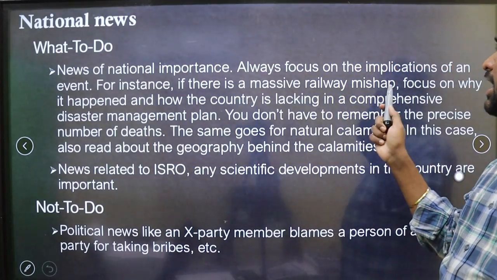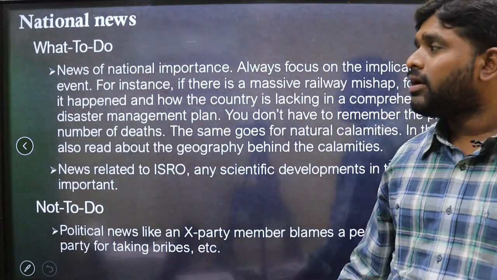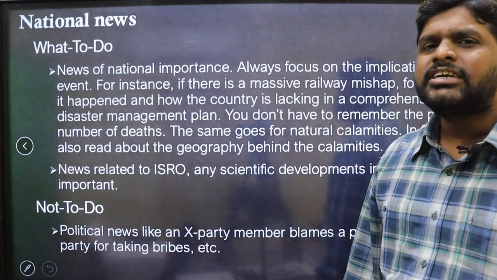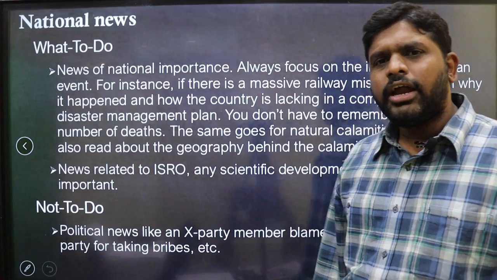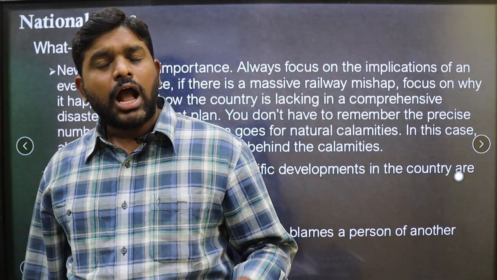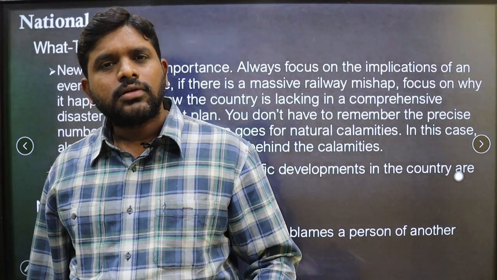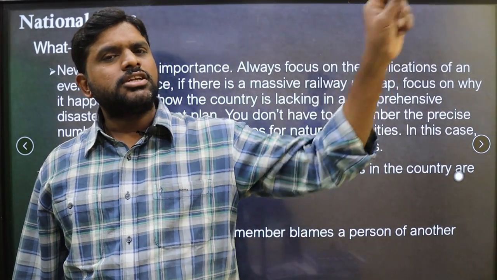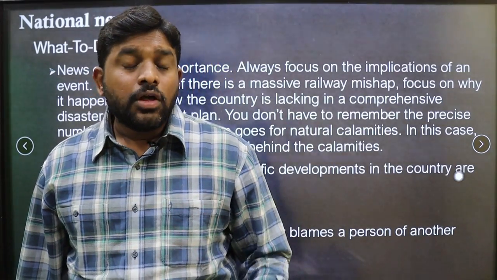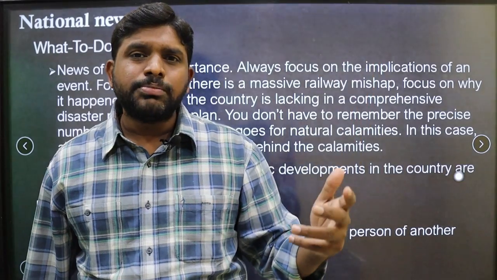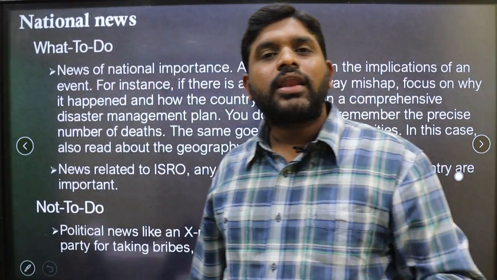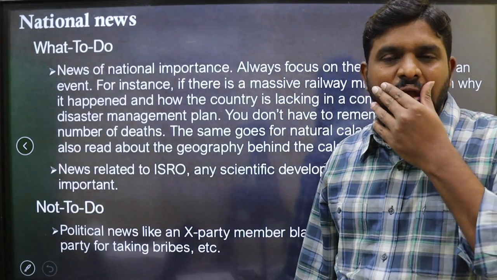For instance, if there is a massive railway mishap, focus on why it happened and how the country is lacking a comprehensive disaster management plan. A train accident happened. How did it happen? How to address such accidents? It's not a natural disaster, it's a man-made disaster. Man-made disaster means we can stop it. Why we failed, where we failed, what are the reasons behind it, and how we can stop further accidents. Like that you have to read the newspaper.